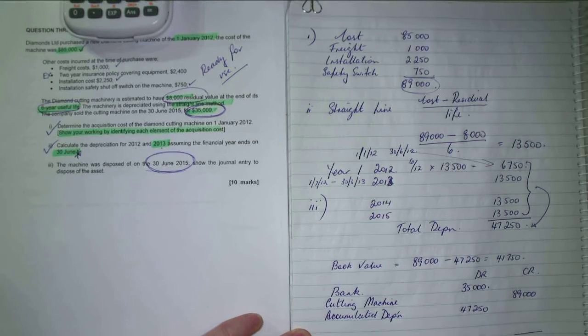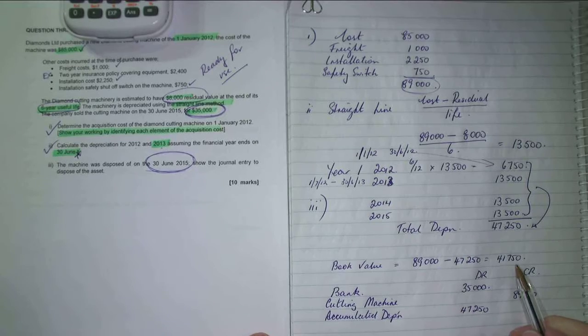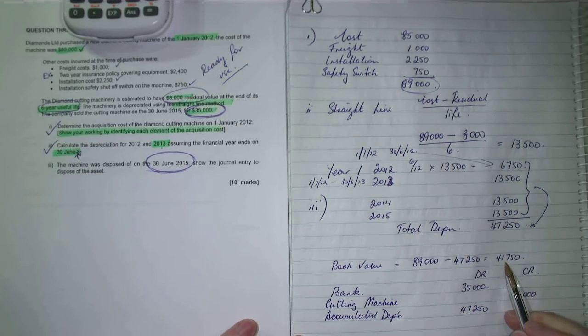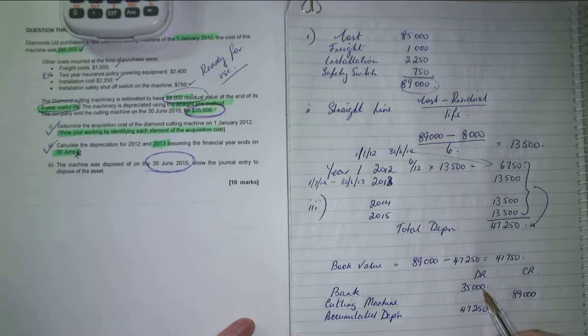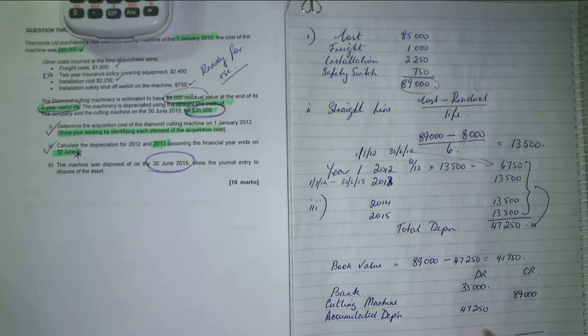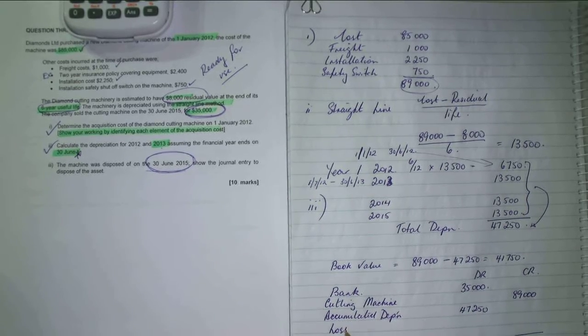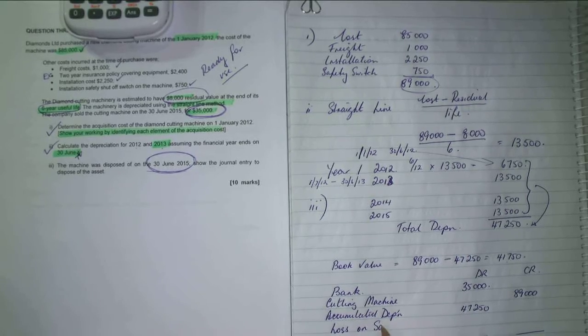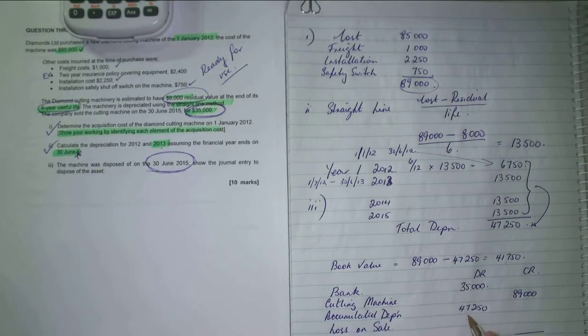Now the reality is that my two entries should come back to the same total. Alright. Now if we sold the asset for $35,000 and the value was $41,750, have I made a profit or a loss on the sale of my asset? Loss, yeah, because I've sold it for 35, we had it at a value of 41, so I've lost a value of 6,750. So I'm going to have what's called a loss on sale. And a loss on sale is the same as an expense, 6,750.